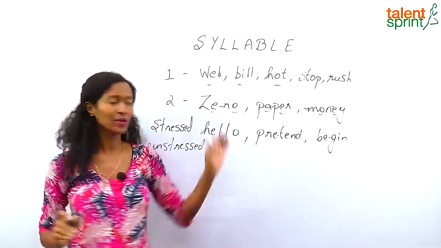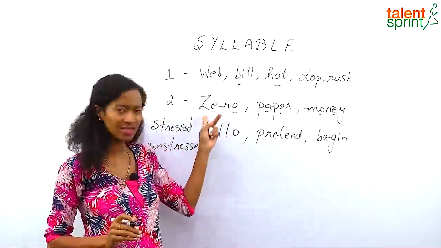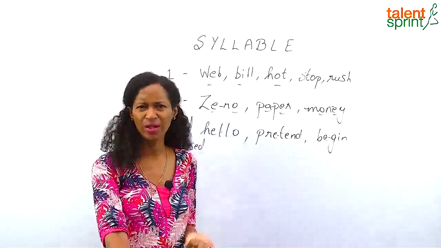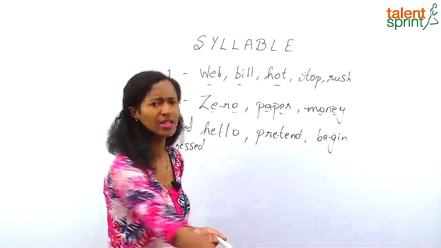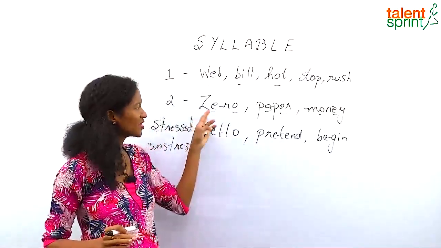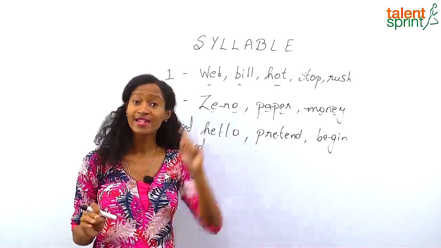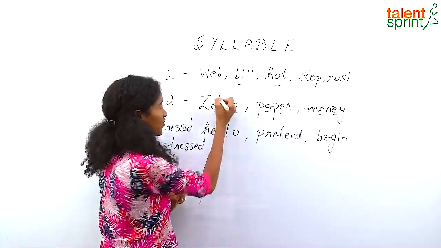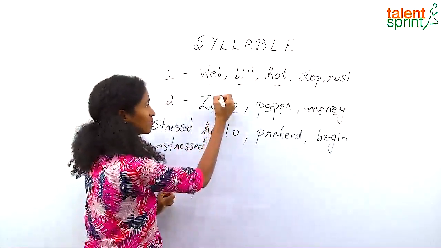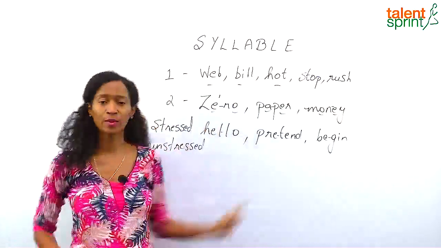Can you tell me in zero, where's the stress? Is it on the first syllable or the second syllable? Pronounce it. You've heard the word. It's a very easy word, right? It's not a difficult word at all. What do you guys think? Do you think the stress is on the first syllable or the second syllable? How will you pronounce zero? Zero. The stress is on the first syllable. How do you indicate the stress? It's just a little apostrophe thing that you put there. Okay? So stress is on the first syllable.